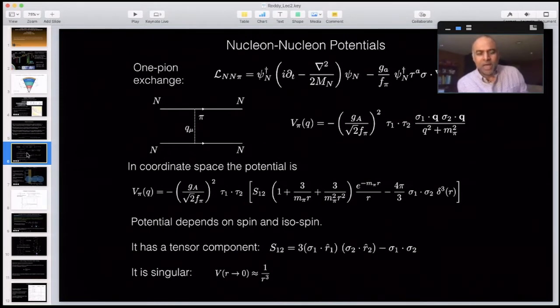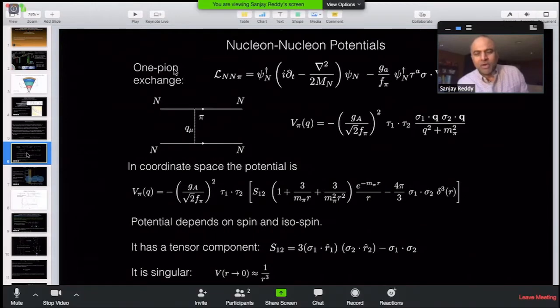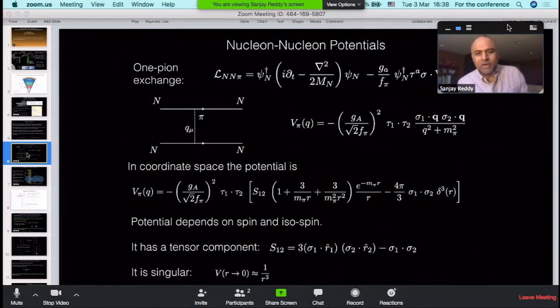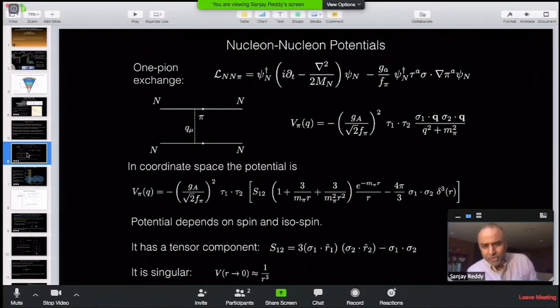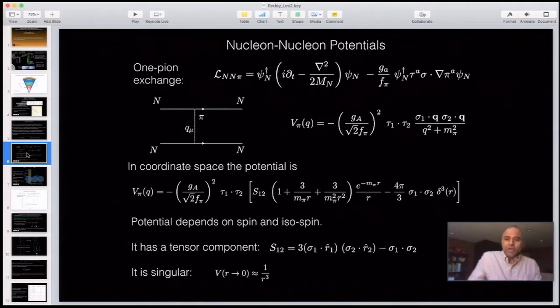So from the Lagrangian, if you were to say, let me now calculate what is the potential between two neutrons or two nucleons that arises due to the exchange of a pion, that is shown by the Feynman diagram on the left, where you have a pion exchange, and the pion exchange gives you a momentum space potential, which is given by the expression on the right-hand side.